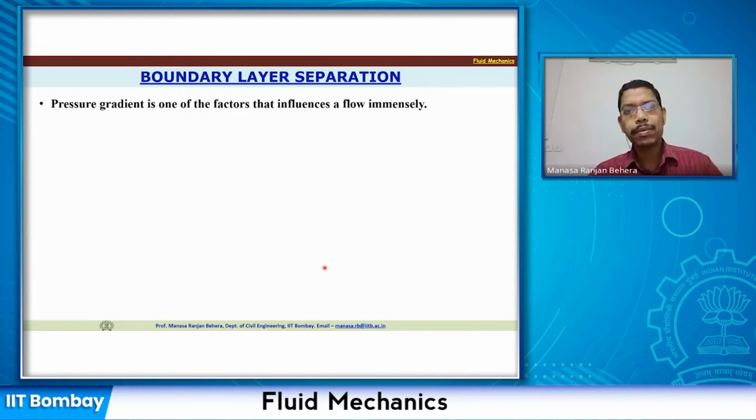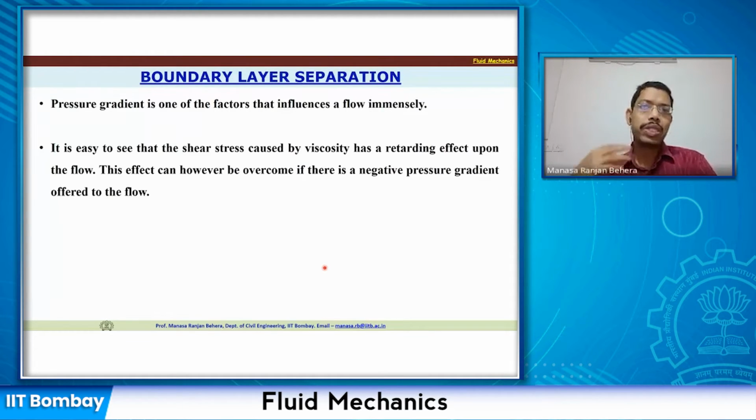So it is easy to see that the shear stress caused by viscosity has a retarding effect upon the flow. We have seen that in the boundary layer you have the viscous stress, and due to it there is a reduction in the flow, and as we go gradually the profile is going to change. Okay. So there is a retarding effect on the flow. This can be overcome if the negative pressure gradient is there.